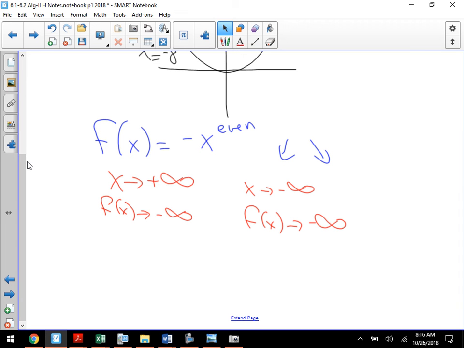That's what that means. Be careful when you read this in the textbook. For some odd reason, they flip-flop f of x and x the way they state it.